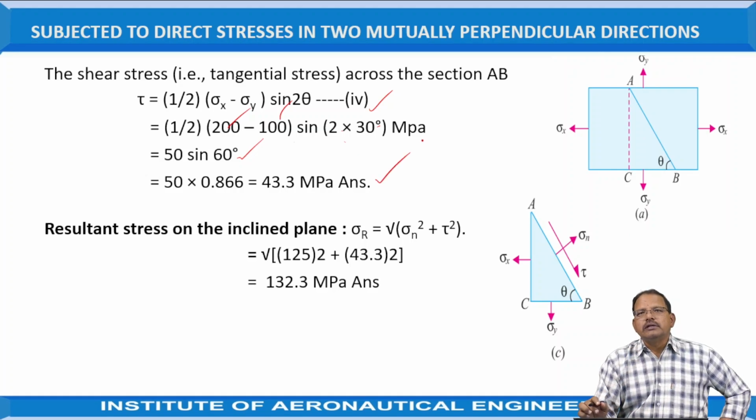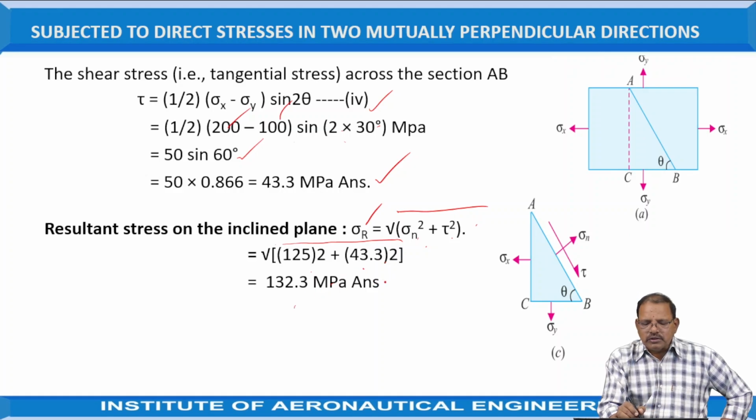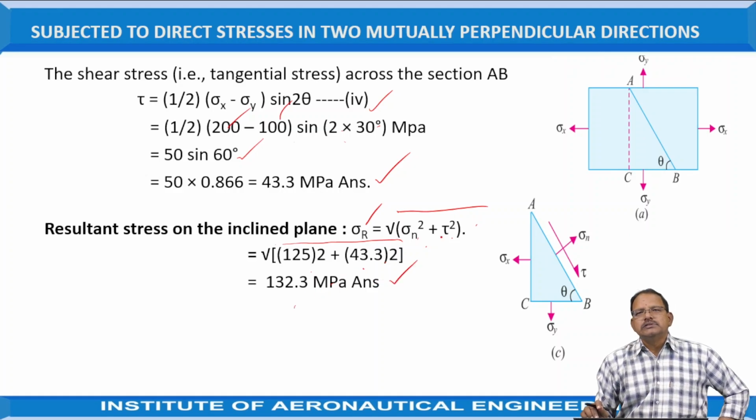The resultant stress on the inclined plane is sigma r, equal to the square root of sigma n squared plus tau squared. From this relationship, it is equal to the square root of 125 squared plus 43.3 squared, which is equal to 132.3 megapascal. This is our answer.